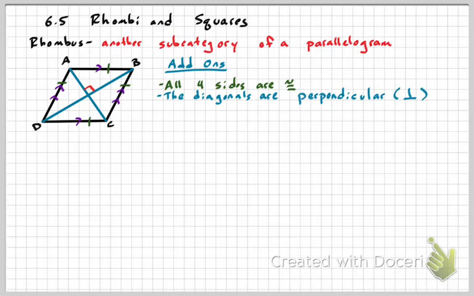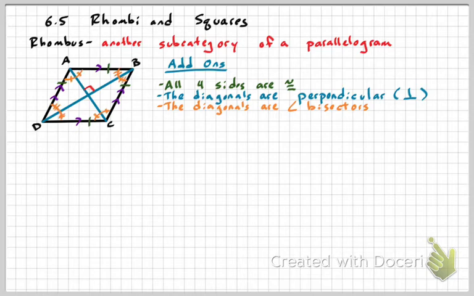So we also know that they are being bisected, so AC splits into two congruent parts, and DB splits into two congruent parts. And then the next one is the diagonals are also angle bisectors as well. So this is the first time we've had the bisection of angles.